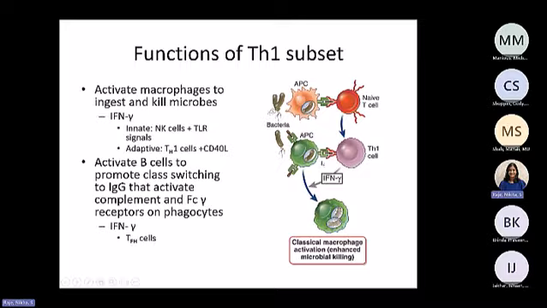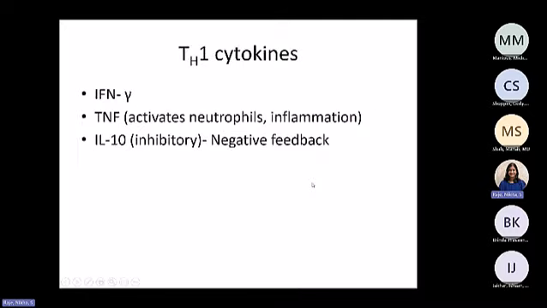So the figure is just showing that APC interacting with naive cell, becoming a Th1 CD4 cell, then interacting with that APC because of that interferon gamma that's going to help in more activation of that phagocytosis. So the function of the Th1 cell depends on these cytokines. Interferon gamma is the important one. The other ones that can be released are TNF, that activates neutrophils and helps in inflammation, and then IL-10 provides the negative feedback. So it is inhibitory.